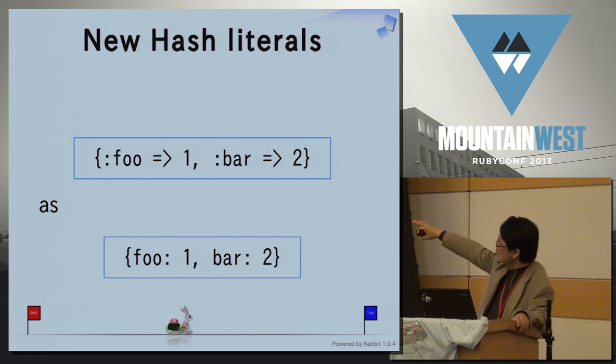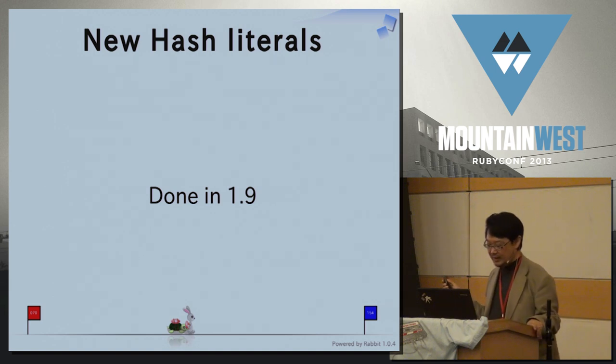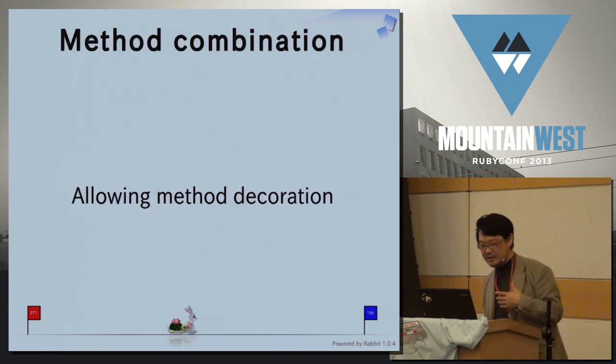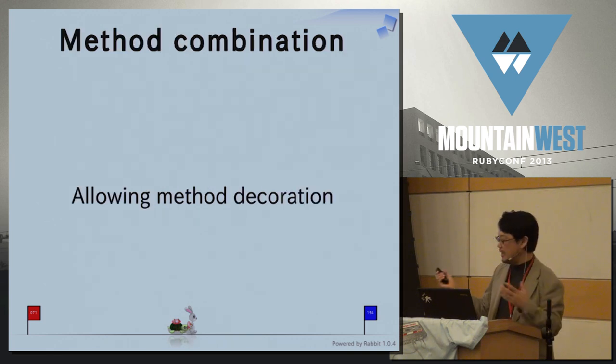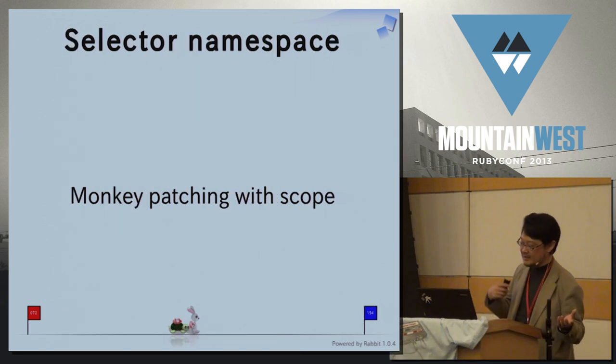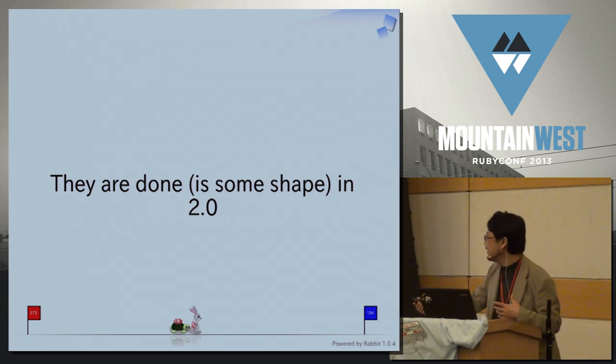whose keys are symbols can be written as the below ones. New hash literals were introduced in 1.9, and the other ones, like method combination, which allows a method declaration afterwards, and selector namespace, which is kind of like scoped monkey patching, were implemented in some shape in Ruby 2.0.